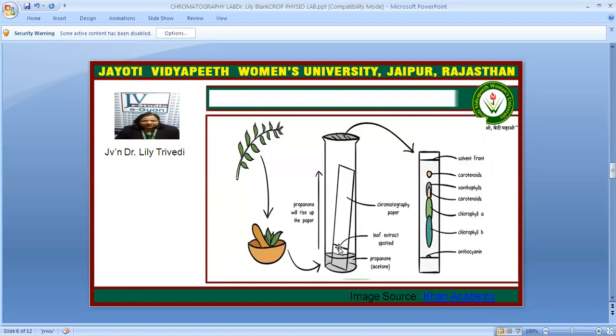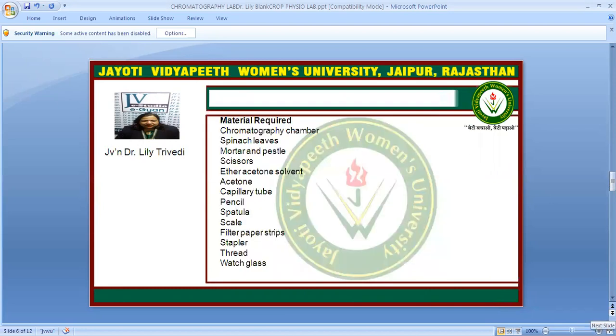So here you can see the solvent here is acetone or propane. And this is the leaf extract. We have made a spot. And this is a chromatographic paper in a jar. And after some time, we see the carotene, chlorophyll B, chlorophyll A, xanthophylls, carotenoids, and this is the solvent front.